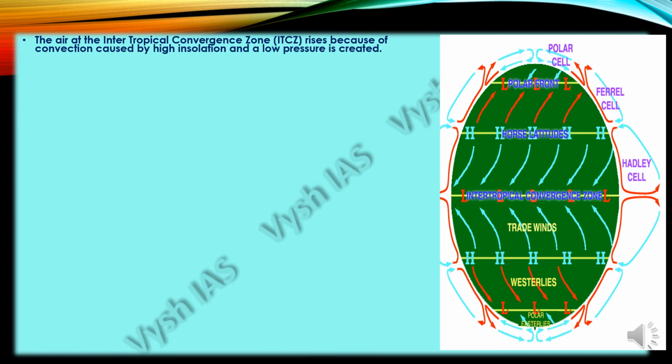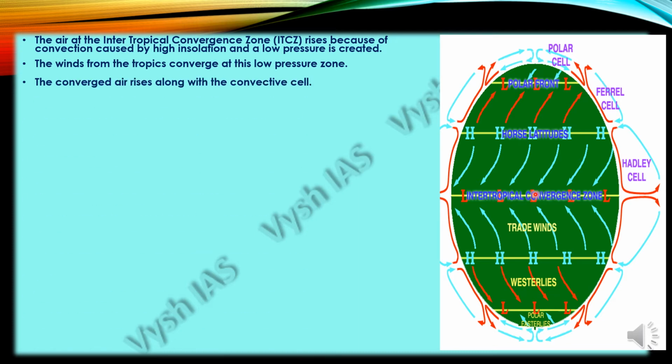So the air at the intertropical convergence zone will start rising because of the convection which is caused by the high insolation, and a low pressure is created. High insolation is the incoming solar radiation, and because of that a low pressure is created. Then the winds from the tropics will start converging at this low pressure zone, meeting at one place, because wind moves from high pressure to low pressure. That is common. So the converged air will start rising along with the convective cell.